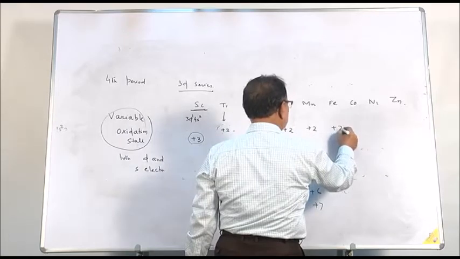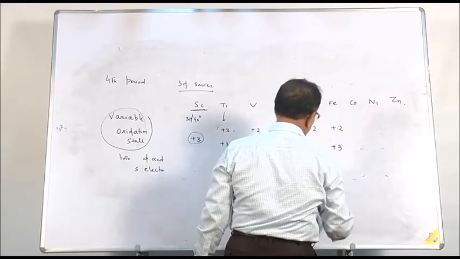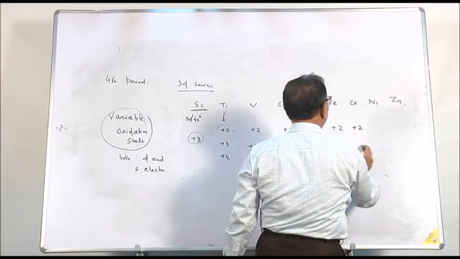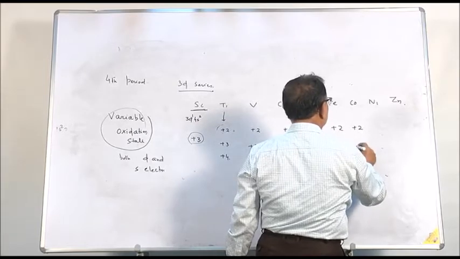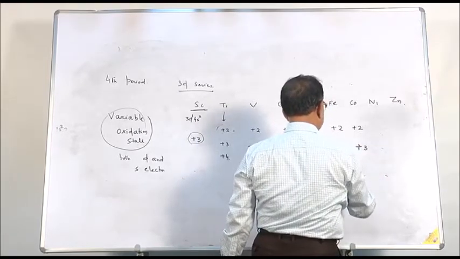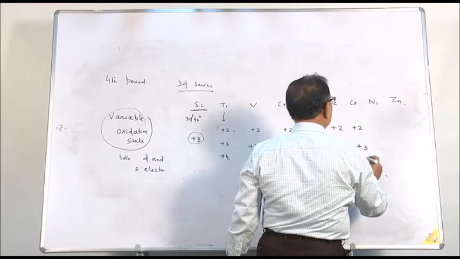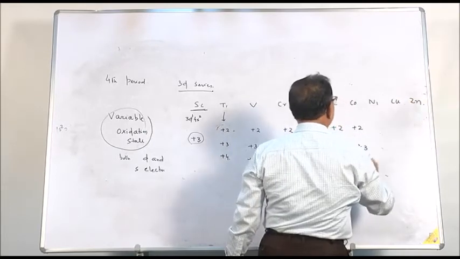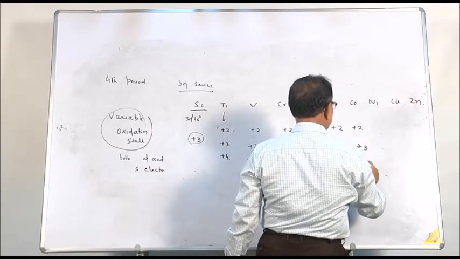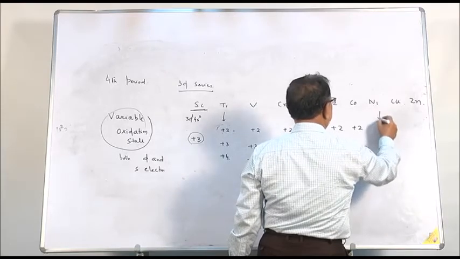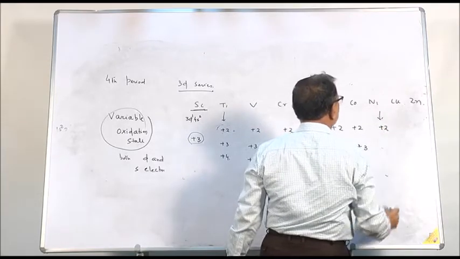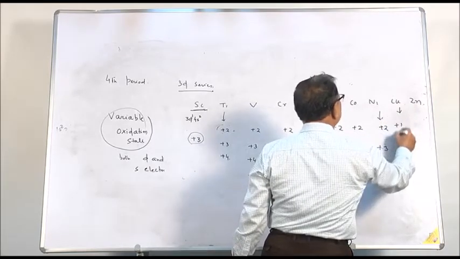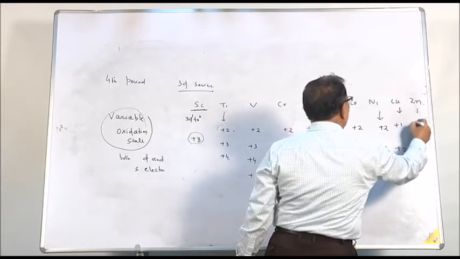Iron mainly shows +2 and +3, and +4 is there, but I am not writing it because it is mostly +2, +3. Cobalt shows +2 and +3, and +4 is unstable. Nickel shows +2, and +3, +4 stability I will discuss. Copper shows only +1, +2, but zinc shows only +2.